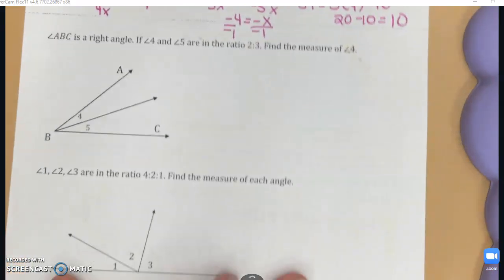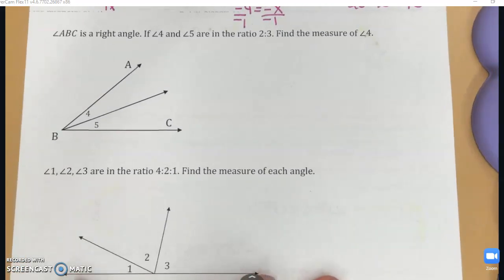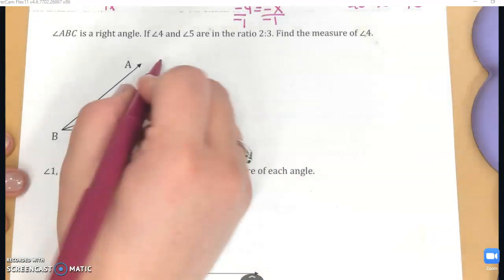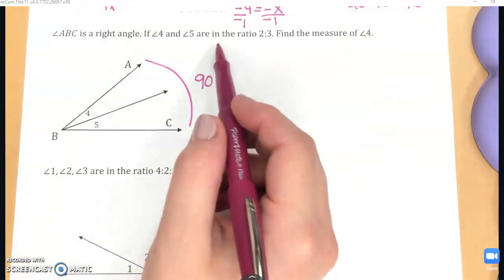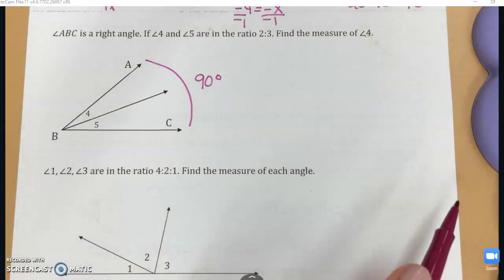Okay, now let's look at some angle problems. If angle ABC is a right angle, that means it's equal to 90 degrees. And angles 4 and 5 are in the ratio 2 to 3. Find the measure of angle 4.